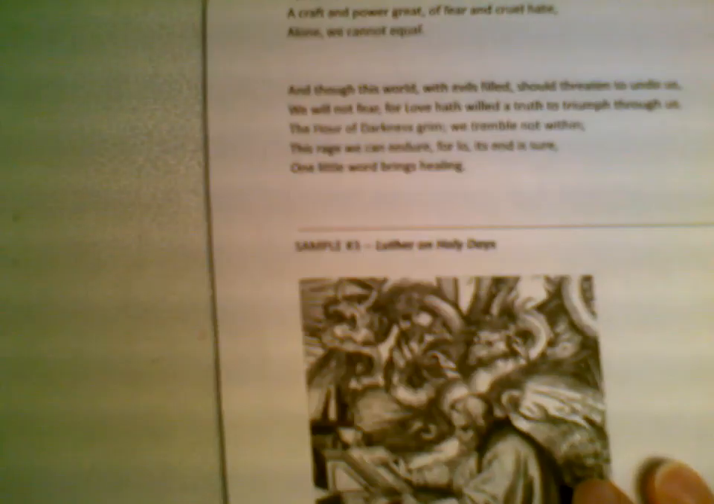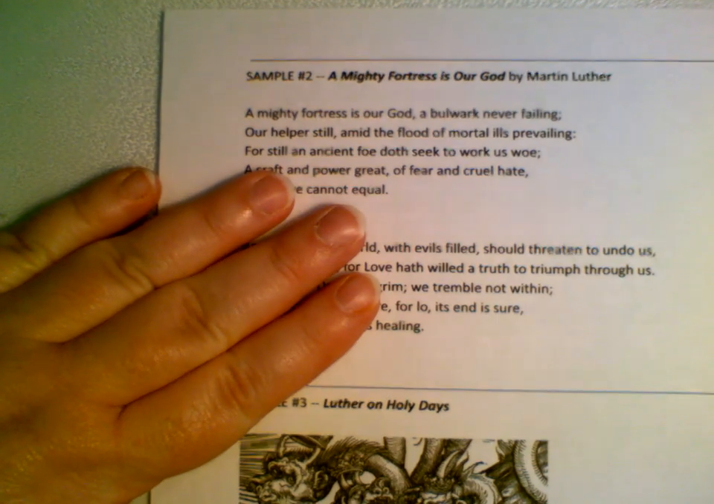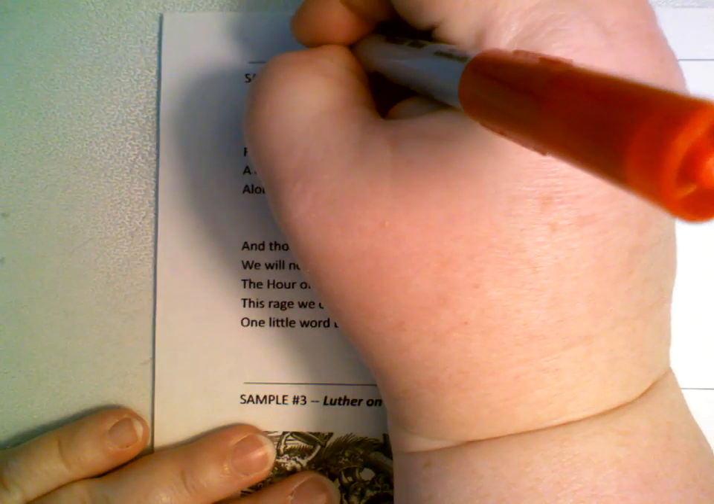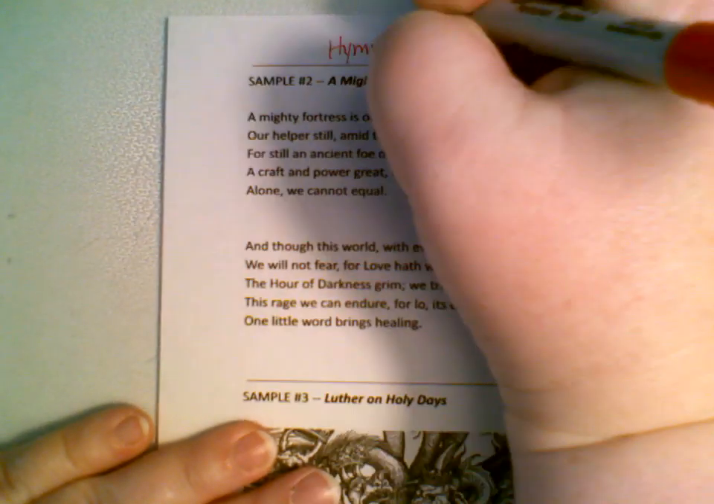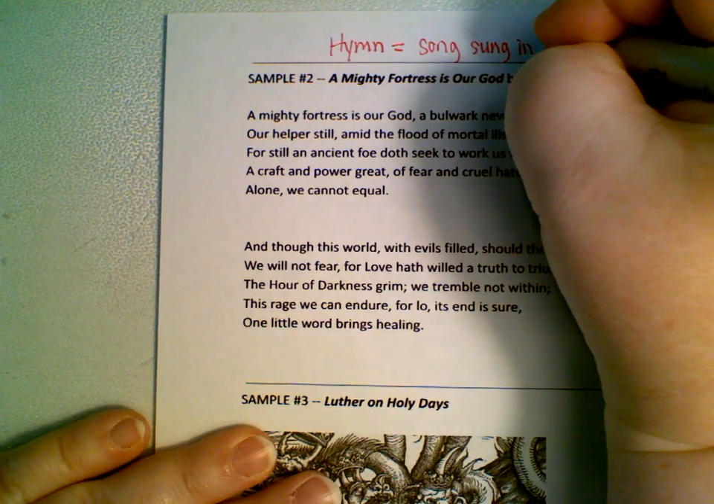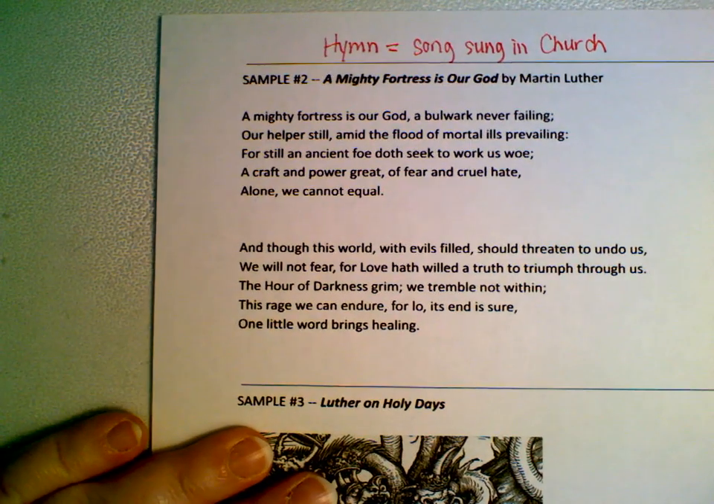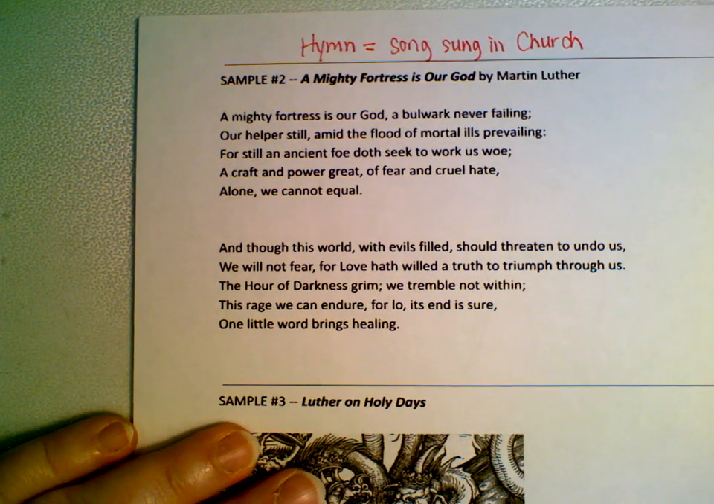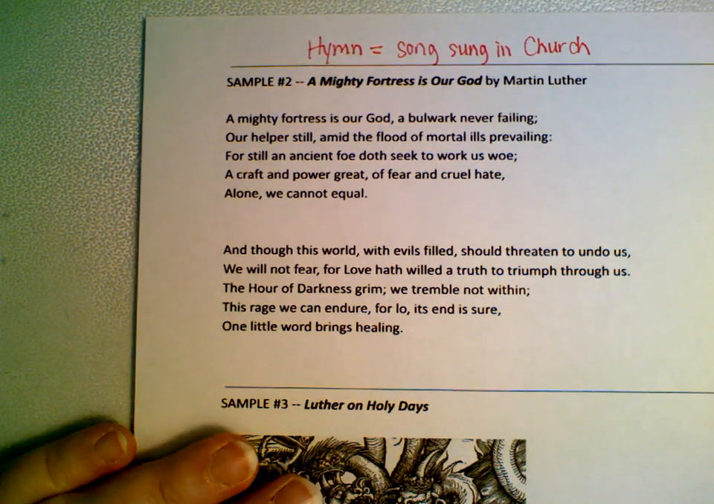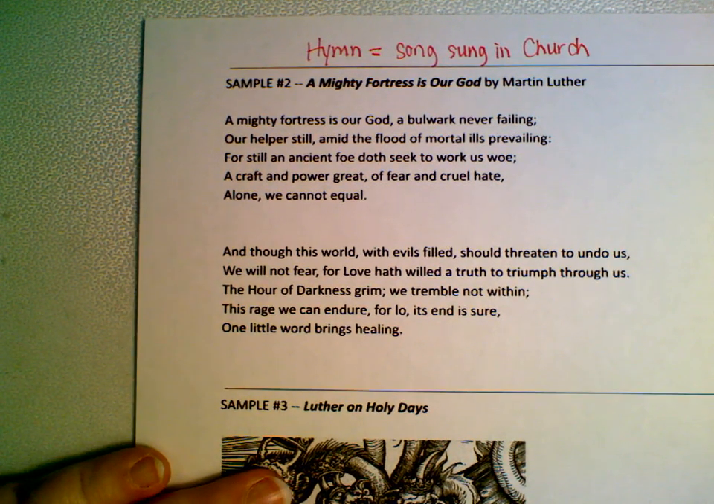Now, going on to our second sample. Our second sample is a little bit different here. Let's see if we can get it to focus there. There we go. Our second sample is actually a hymn, or a song sung in church. This is a hymn that Martin Luther wrote and people still sing today, and it's called A Mighty Fortress Is Our God.